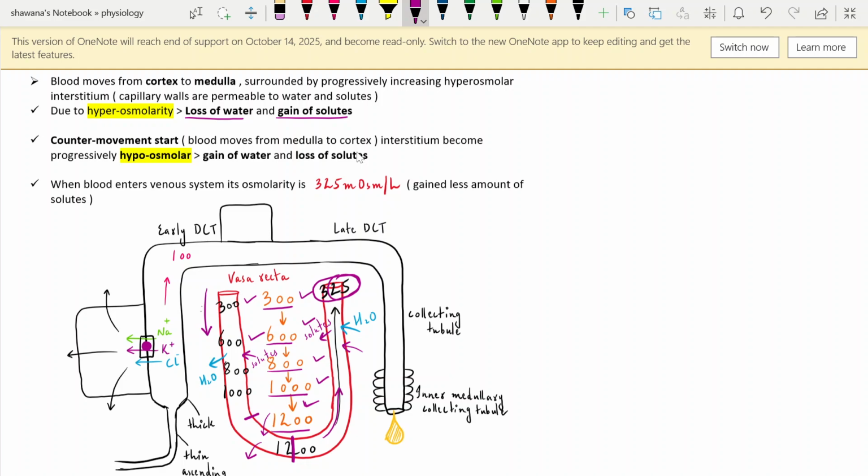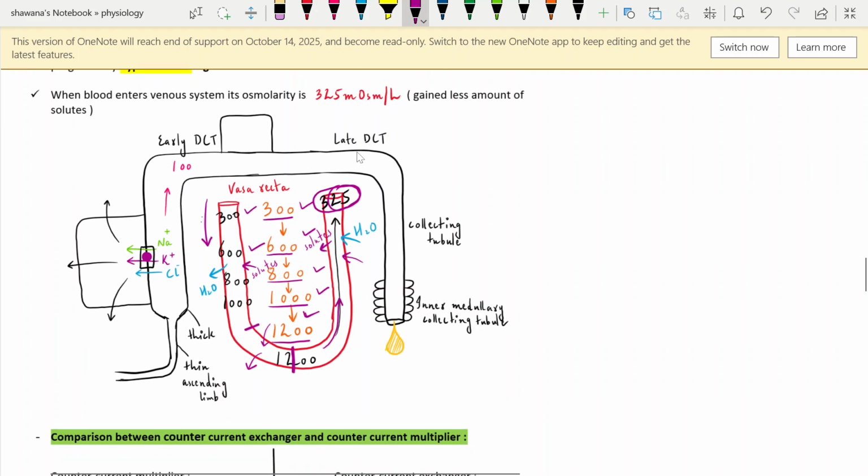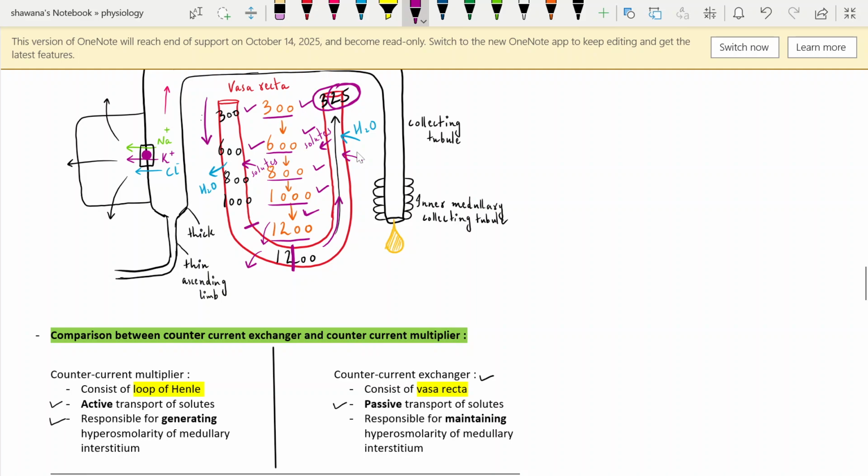It is not responsible for washing away the medullary interstitium. It has gained a very small amount of solutes, and that's exactly what we needed for maintaining the corticopapillary osmotic gradient. Let's discuss it like a revision.